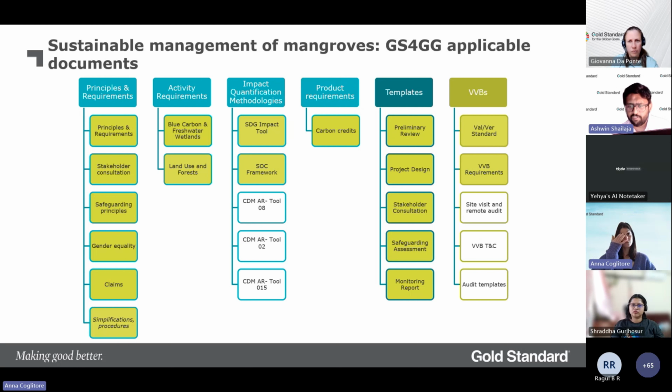And for the VVBs, the validation verification standard is sacrosanct. So you may please refer to the specific guidelines there, and any other rule updates or any other requirements which are published periodically by Gold Standard may also be looked into. For instance, Gold Standard had published the site visit and remote audit requirements for public consultation, the draft version of it last year, and the final version will be published in the coming weeks. So such updates which are directly applicable to VVBs will also have to be referred to. The next slide.